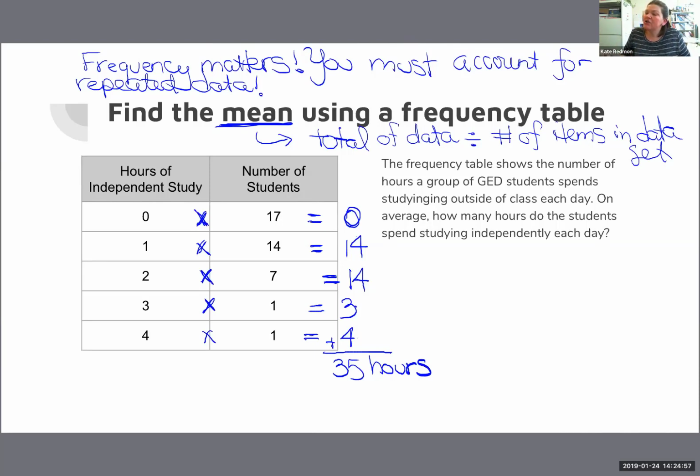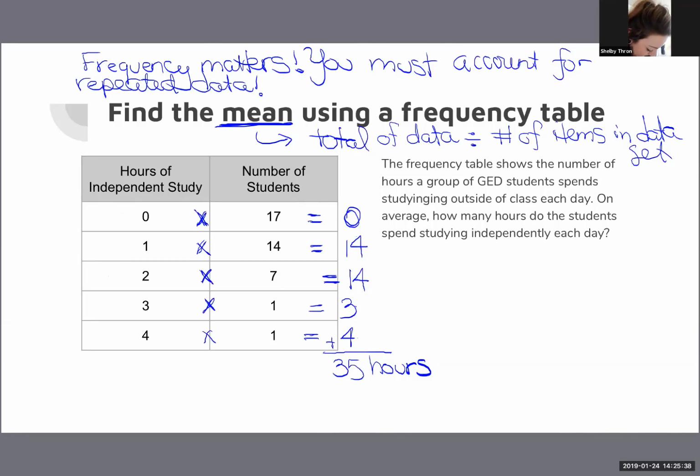But how many items are there in the data set? A lot of students tell me, well, there's 5. 1, 2, 3, 4, 5. Yeah, they're wrong. So how many items are there in the data set? Well, I had the first 17 zeros, so that's 17 items right there. And then I had 14 ones, so that's another 14 items in my data set. So now I have 17 and 14. Mathematically, what do I do if I have 17 and 14 and I want to put them together? Add them. Yeah, I'm just going to add.